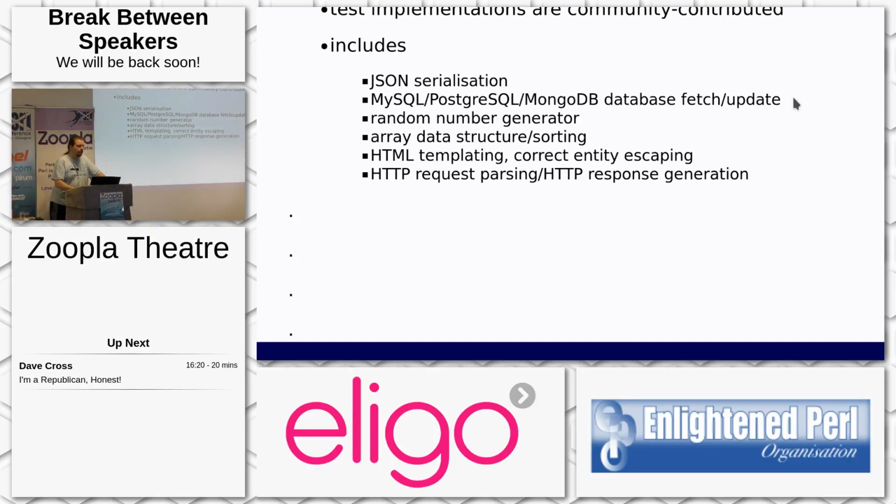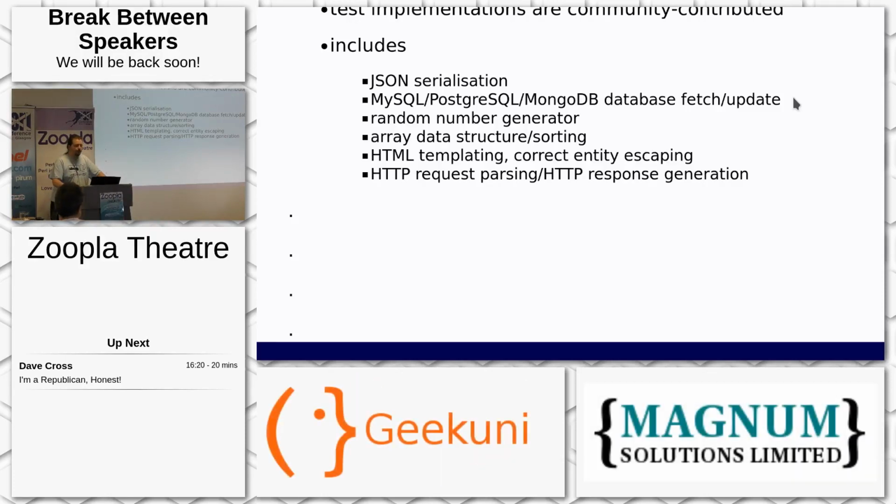And the benchmarks exercise the following features: JSON serialization, database access across 3 databases, a random number generator in the language, an array data structure and sorting it, HTML templating with correct escaping against cross-site scripting attacks, and of course what the framework does at its core, parsing the HTTP request and generating an HTTP response.